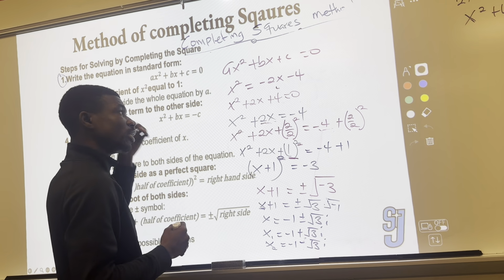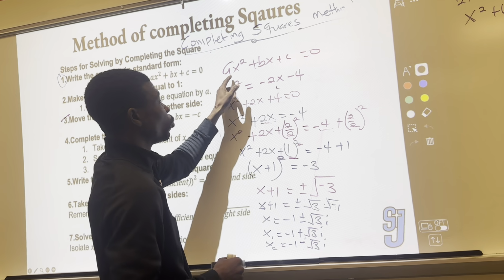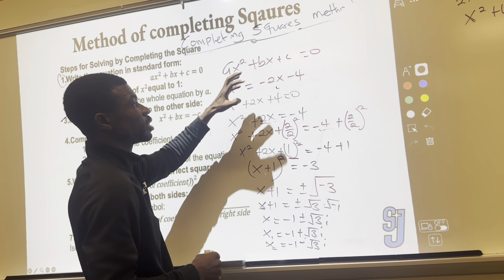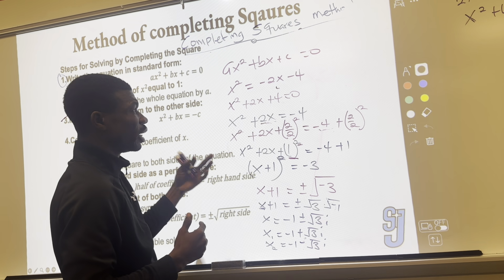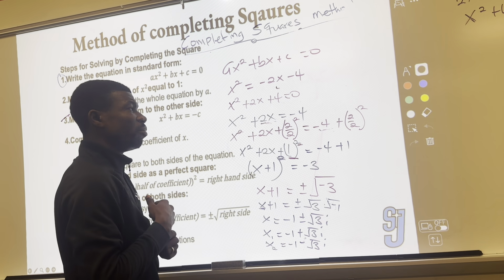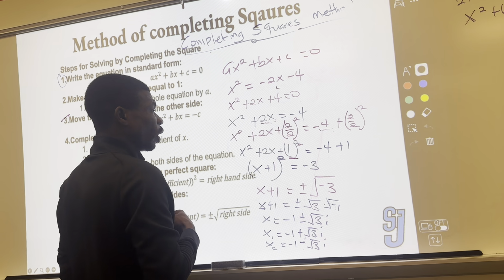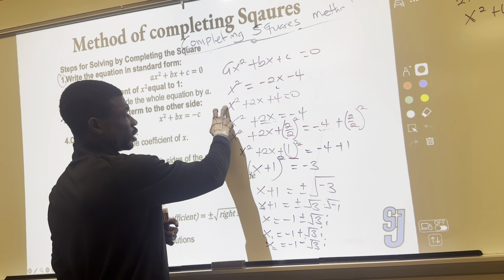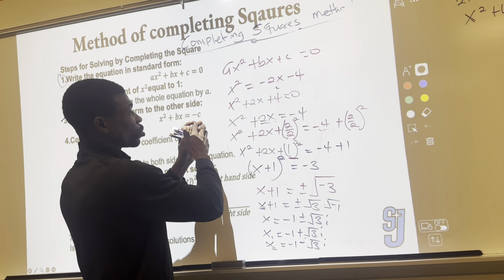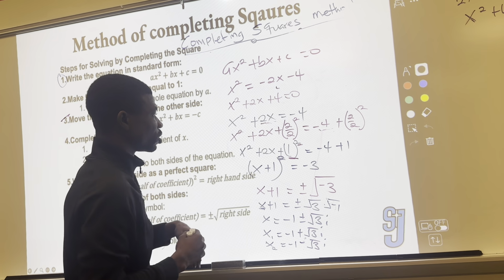Now the first step is saying that I write the equation to suit the standard form, which is ax squared plus bx plus c equals 0. The second step says that after I'm done with that, I make sure that the coefficient of x squared is always 1. If not, then I divide through. Now in this equation, the coefficient of x squared equals 1. So our life was just made very simple.